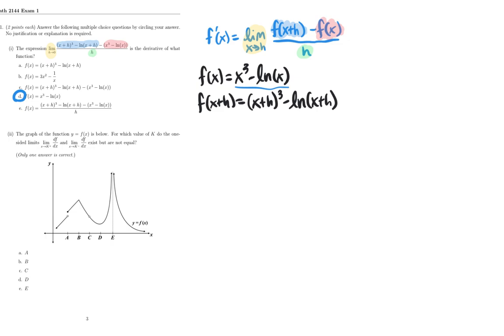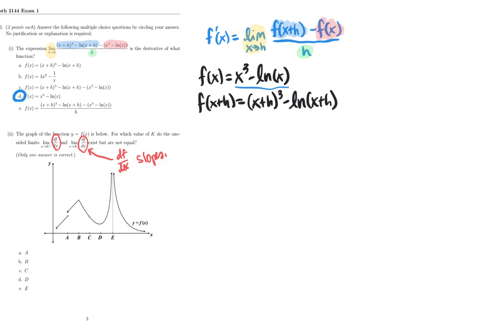The next one says, the graph of a function is given below. For which value k do the one-sided limits, the limit as x goes to k from the right of df dx, and the limit as x goes to k from the left of df dx, exist but are not equal. Now remember, this df dx is the derivative function, so we're looking for the limits of the derivative function. In other words, we're looking at slopes here. So we want the slope from the left and the slope from the right to match.